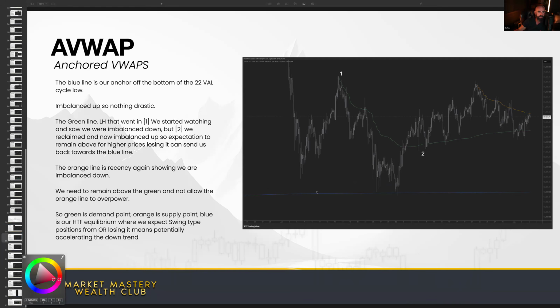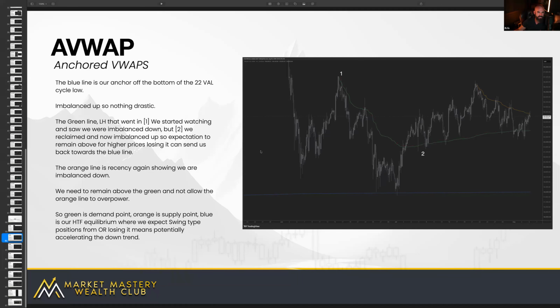Nothing too crazy. Don't need to be too scared. But we've definitely tapped it, so we're expecting this kind of a reaction. The green line is the lower high that went in. We started watching and saw we were imbalanced down. So we were coming in, we're imbalanced down. We got a shift of condition. And now we balanced up off the green line.